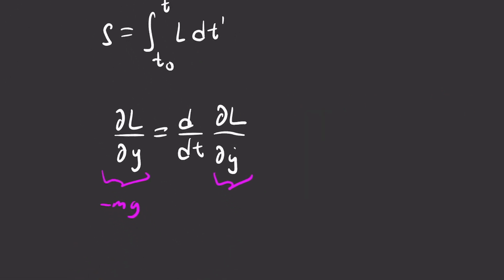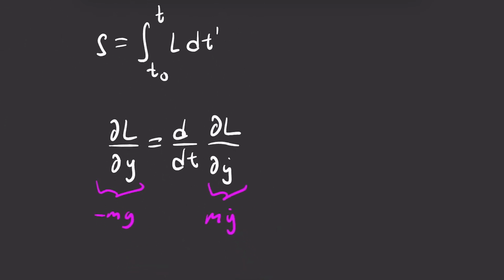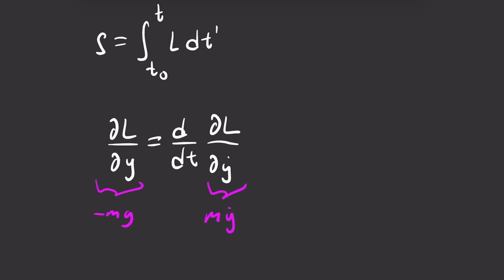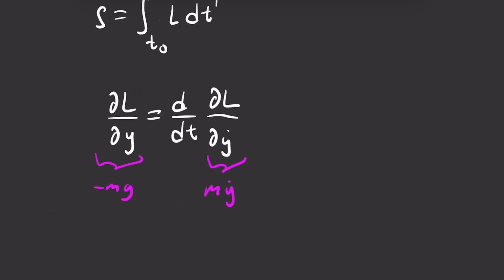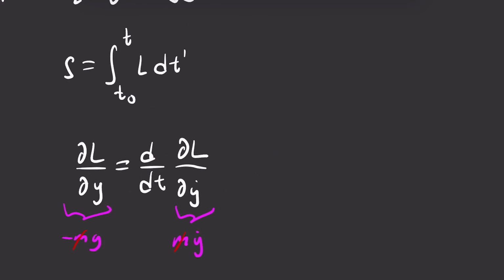And when we take the derivative of that with respect to time, actually, I'll do it in steps. So m y dot, and when we take the derivative with respect to time, we'll get m y double dot. We can also cancel the m's here, and hence we have shown that y double dot, or d squared y dt squared, is equal to negative g, which is our equation of motion.